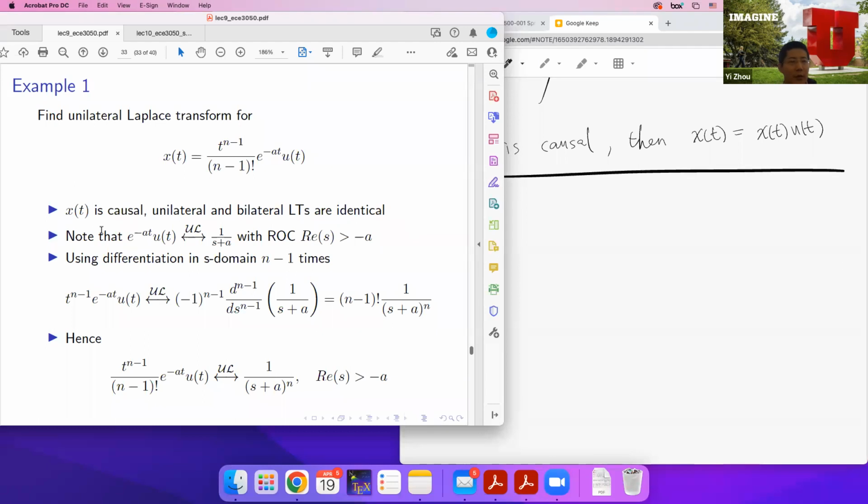Okay, so this is a very useful trick that we will leverage frequently. So whenever the signal is causal, the unilateral is always the bilateral. So we can start with the normal bilateral Laplace transform.